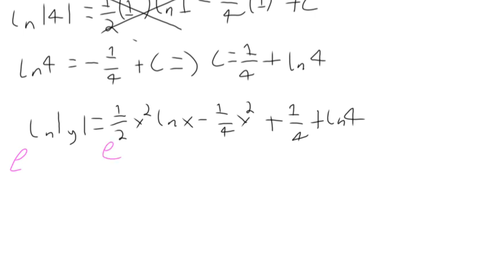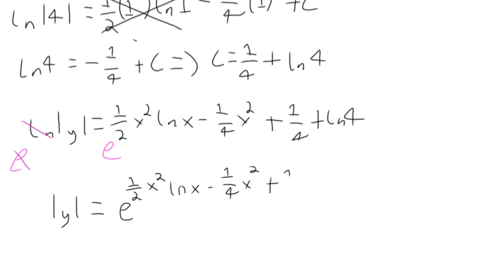Exponentiate, cancel these out. So I have the absolute value of y equals e to the 1/2 x squared natural log of x minus 1/4 x squared plus 1/4, and e to the natural log of 4 is just 4, so I'll just put down a 4 in the front right here.